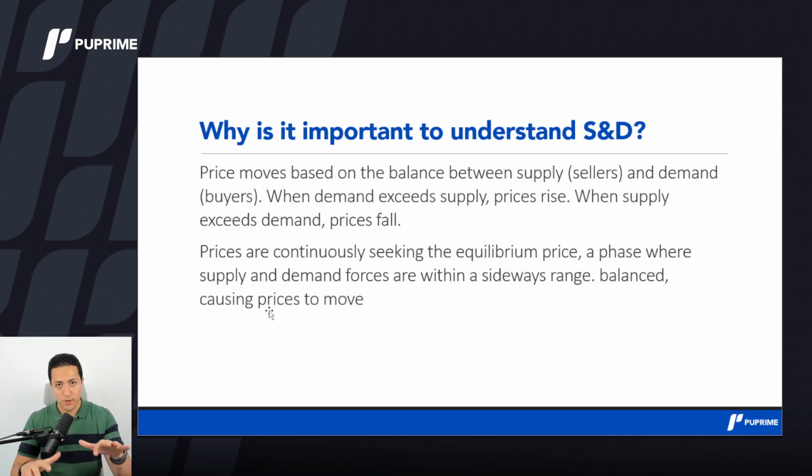So prices are always fluctuating based on those shifts in supply and demand until that point comes when both buyers and sellers are slightly happy with the price at the moment. This is how you get a sideways range, when you open the chart and the price is not moving higher, not moving lower, it's moving in a sideways range. Why is that? Because supply and demand reached an equilibrium price, for a temporary, brief period of time.